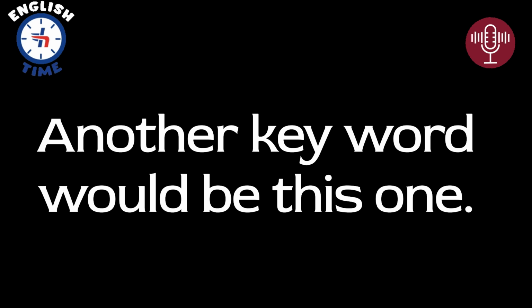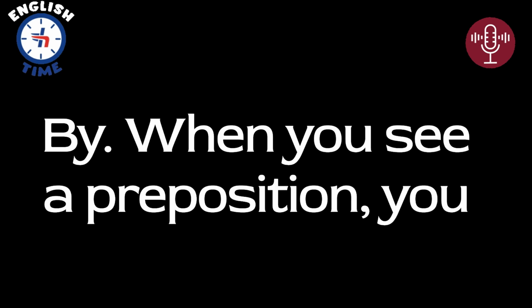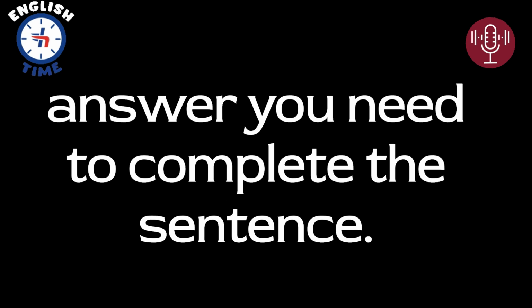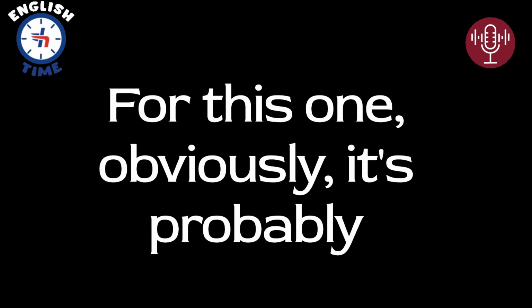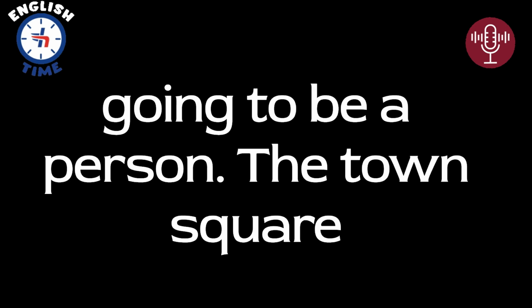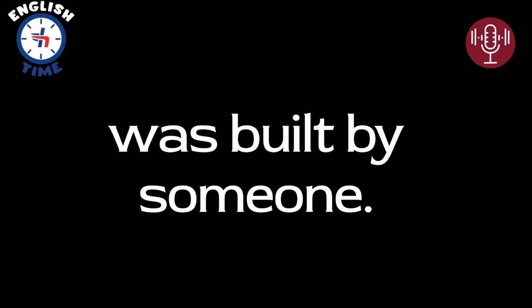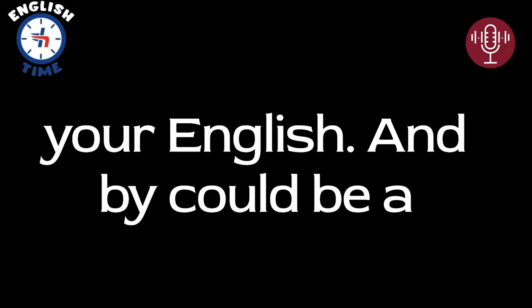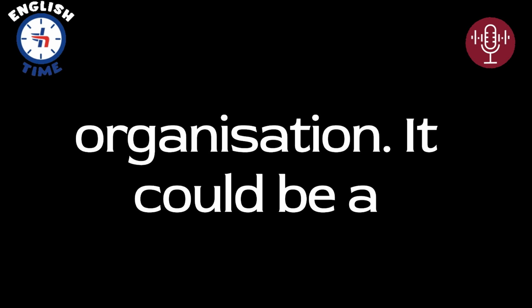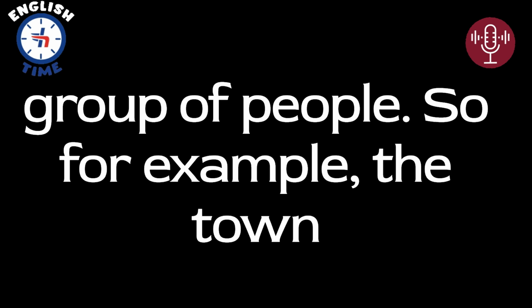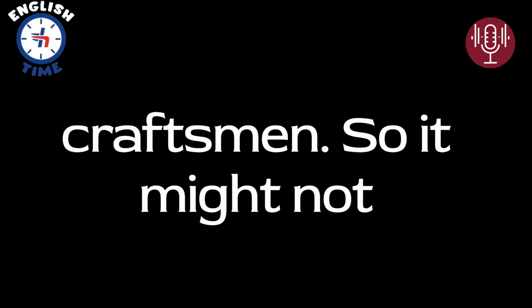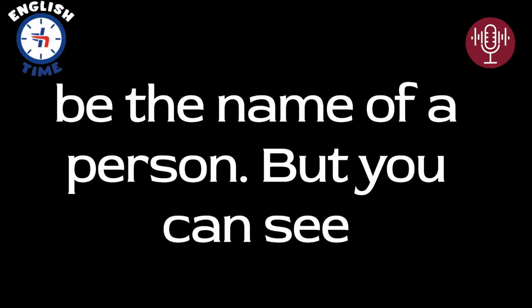Another key word would be this one, by. When you see a preposition, you often have a good idea what type of answer you need to complete the sentence. For this one, obviously, it's probably going to be a person. The town square was built by someone. But be careful because IELTS is testing your English. And by could be a person. It could also be an organisation. It could be a group of people. So, for example, the town square was built by local craftsmen. So it might not be the name of a person.